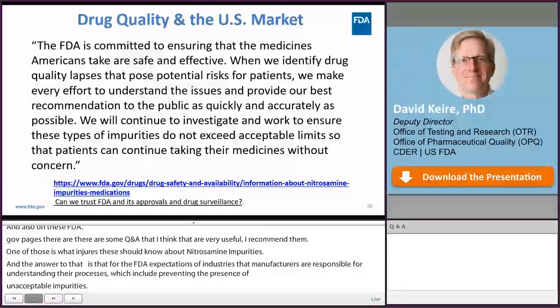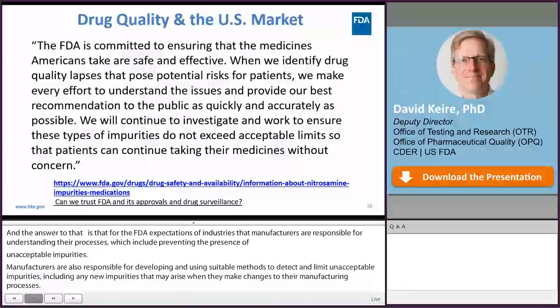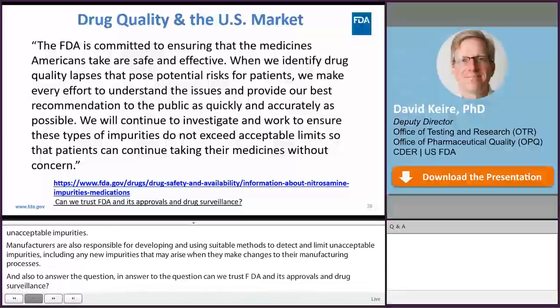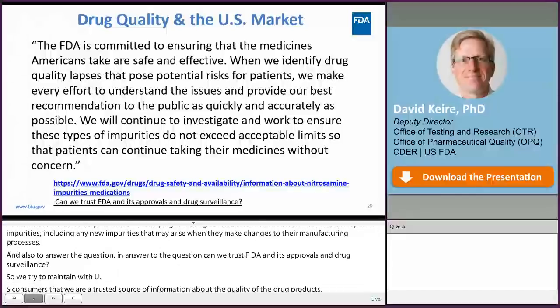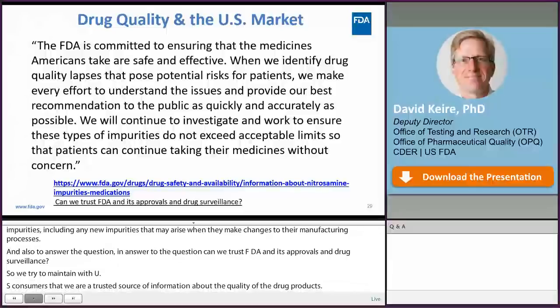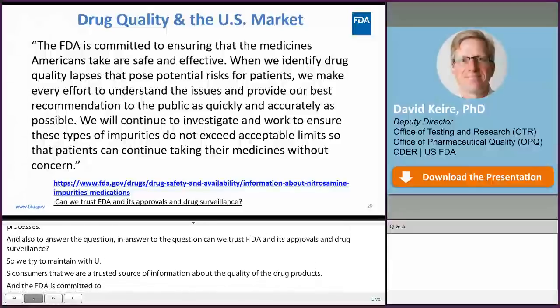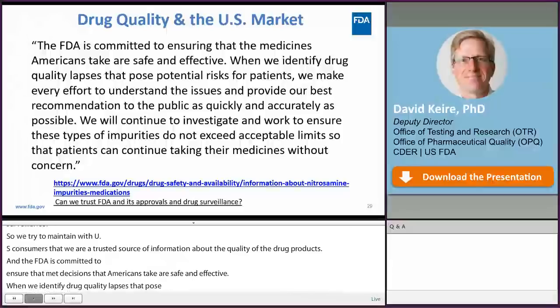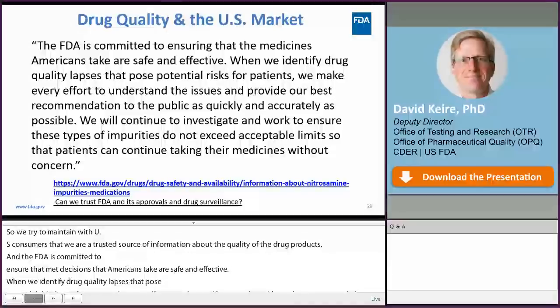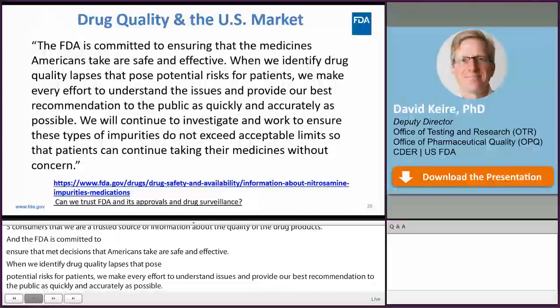And also, to answer the question, can we trust FDA and its approvals and drug surveillance? We try to maintain with U.S. consumers that we're a trusted source of information about the quality of their drug products. The FDA is committed to ensuring that medicines Americans take are safe and effective. When we identify drug quality lapses that pose potential risk for patients, we make every effort to understand the issues and provide our best recommendations to the public as quickly and accurately as possible. And we will continue to investigate and work to ensure these types of impurities do not exceed acceptable limits, so that patients can continue to take their medicines without concern.